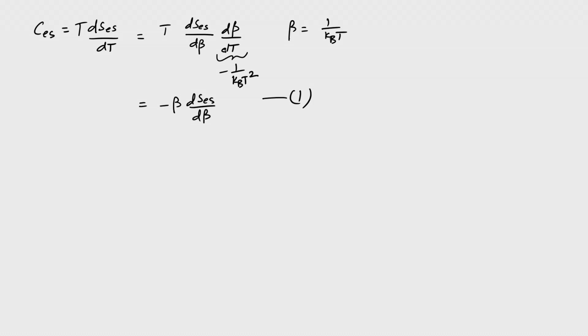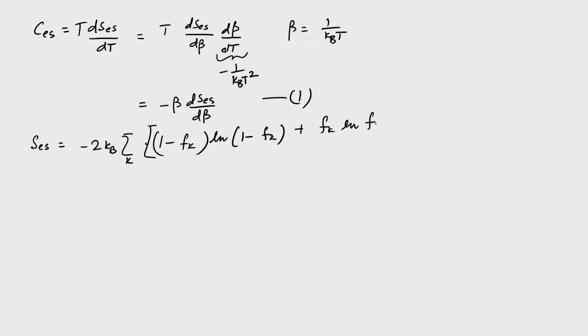Now, for equation number 2, you remember that we have S_ES equal to minus 2k and there is a sum over k of 1 minus f_k log of 1 minus f_k, plus f_k log of f_k. These derivations are important, and for you to learn them is also important. That is why I am doing it step by step.